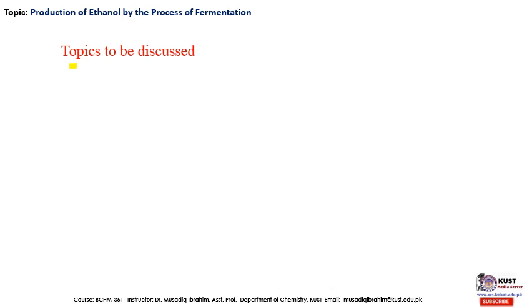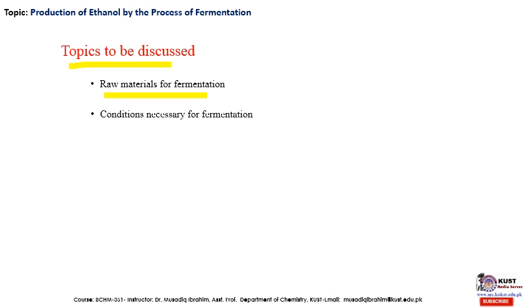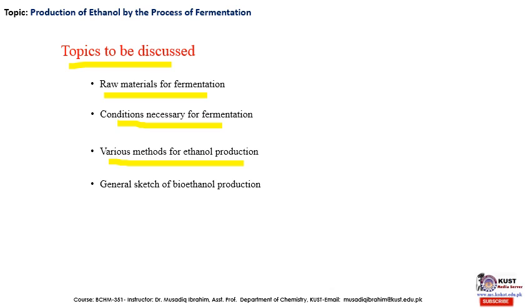Now moving towards the topics which we are going to discuss in this lecture. So they include the raw materials for the fermentation process, as a result of which we get ethanol as a final product. Now the conditions necessary for the fermentation process to carry on so that we can get the ethanol as a final product. Various methods for ethanol production. The general sketch of bioethanol production.